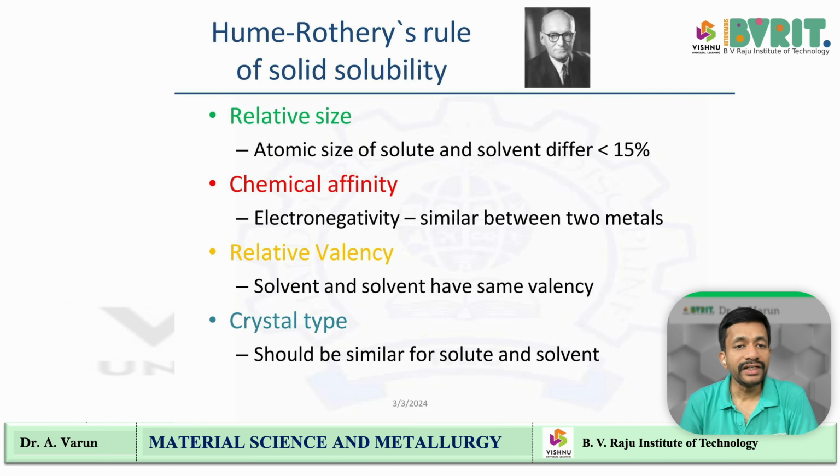When it comes to interstitial type, we have only one rule, that is the size of the solute atom must be very, very small. It has to be less than 1 angstrom. If the atom is less than 1 angstrom, then it is convenient to form the interstitial type of solid solution. That's all. Whereas in case of substitutional type, you have four rules given by Hume-Rothery. On the other hand, for the interstitial type, we have only one rule, that the size of the solute atom must be less than 1 angstrom. So this is the rule for the formation of solid solubility.